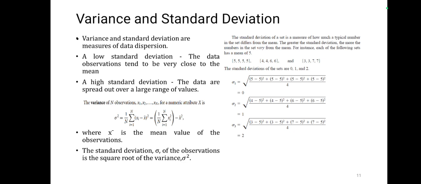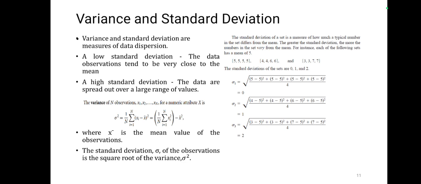So sigma 1 is the sum of the squared differences from the mean: 5 minus 5 the whole square, plus 5 minus 5 the whole square, and so on. I have 4 values, x1, x2, x3, x4, so the total number of values is 4 and I divide by 4. So I will get this. Next is sigma 2, and the same way you have to calculate it.